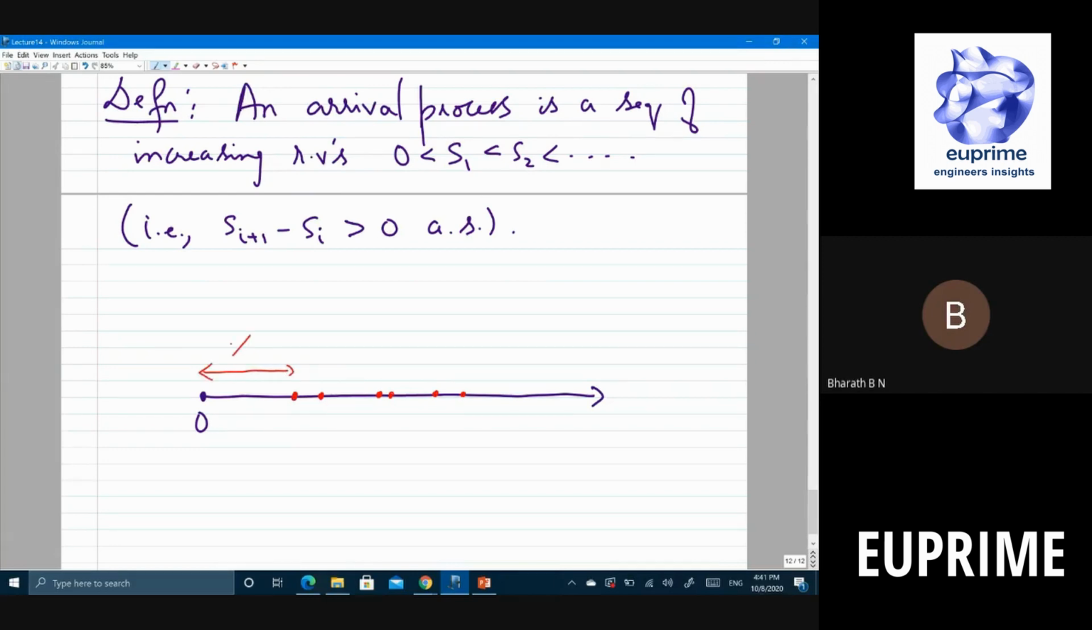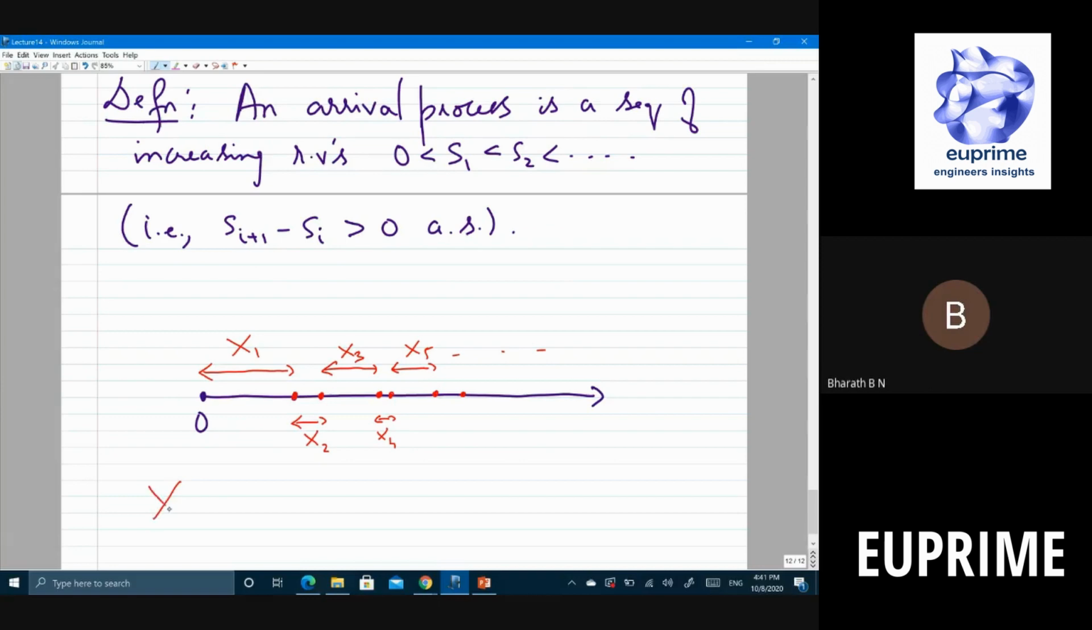I'll describe it in terms of the inter-arrival times. So I will call this X1. That is the time that it took for the first person to arrive at the queue. This is the inter-arrival, right? This is the time that it took for the second person to arrive at the queue after the first person arrived. Okay. This is X3. This is X4. This is X5. And so on. Okay. Is that fine?